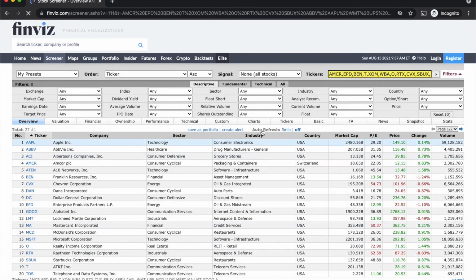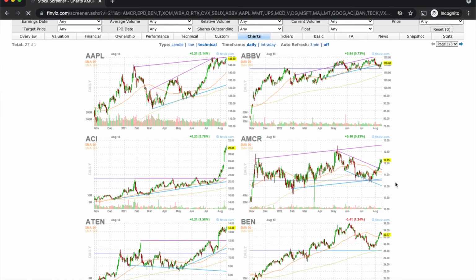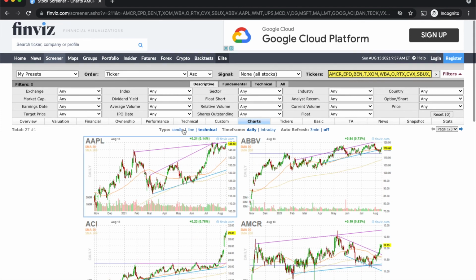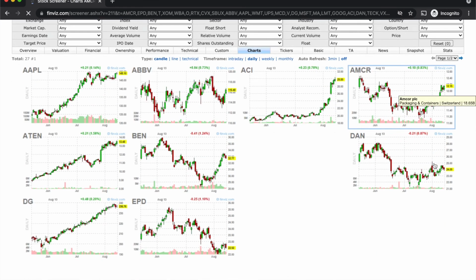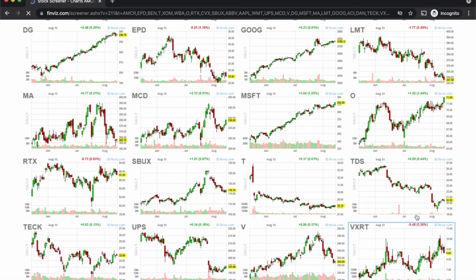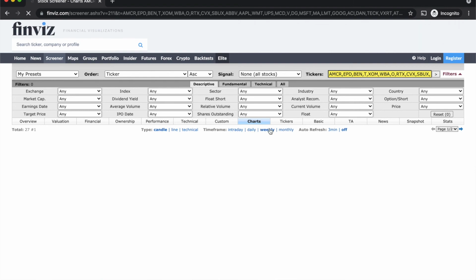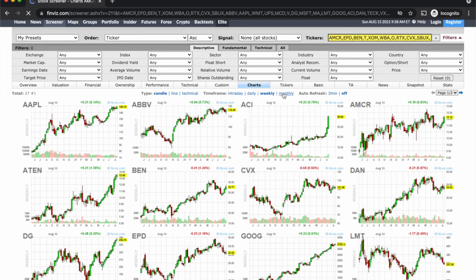If I want to take a quick glance at all of these charts instead of having to scroll through each symbol, I can just go to the charts tab, and you can see here that I can see 12 charts on the same page. Now these are technical charts, so if you don't want technical, you can select candlestick charts, and now out of 27 I can see 24 charts in one place. I can also change the time frame for these charts. I can select weekly, I can select monthly, whatever time frame I need, and that is also pretty much doable.